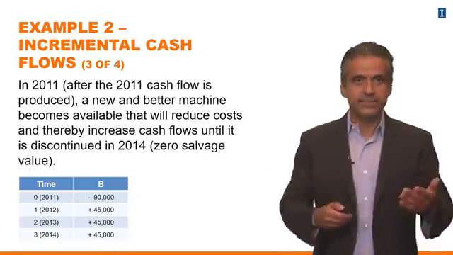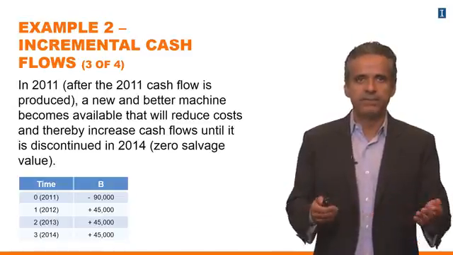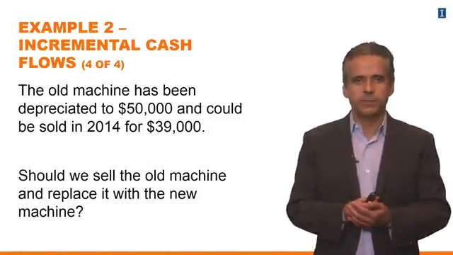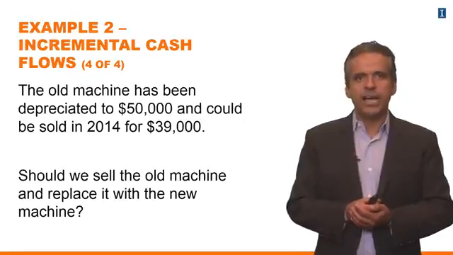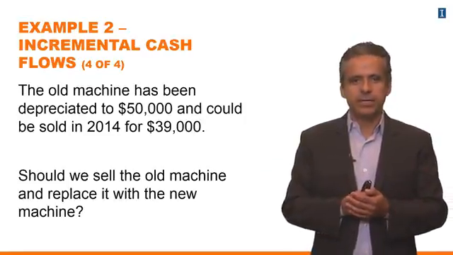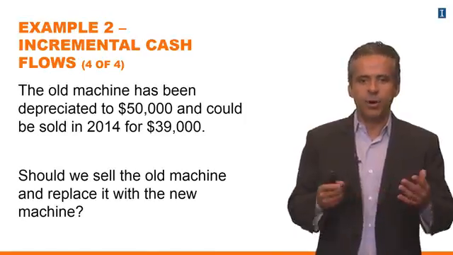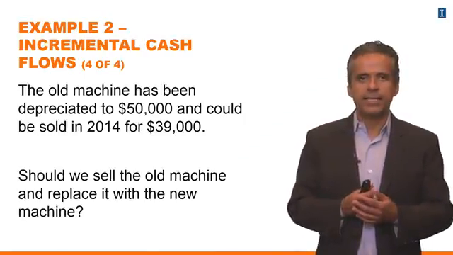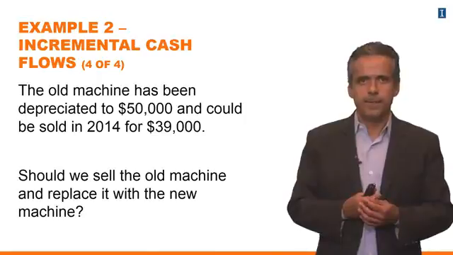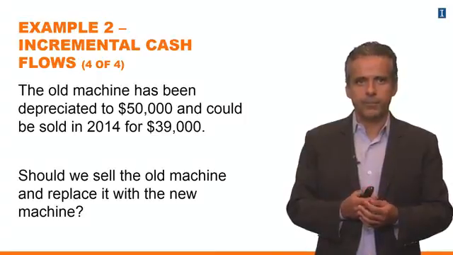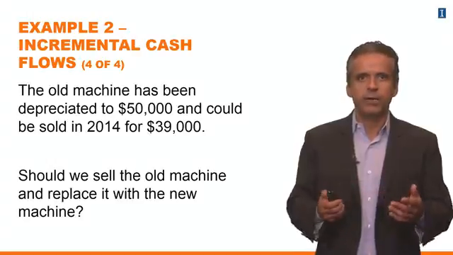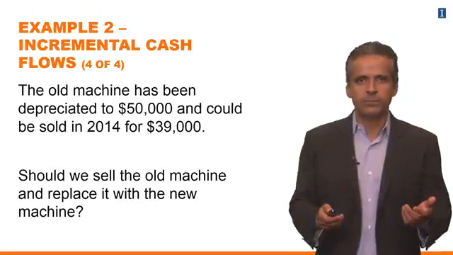So you can see that this has the same flavor of the accounts receivable problem that we worked with. Okay? So depreciation, let's give some data on depreciation. The old machine has been depreciated to 50,000 and it can be sold for 39,000 in 2011. Should we sell the old machine and replace it with the new one? That's the question that we have to answer.